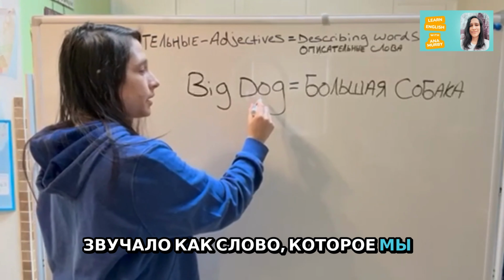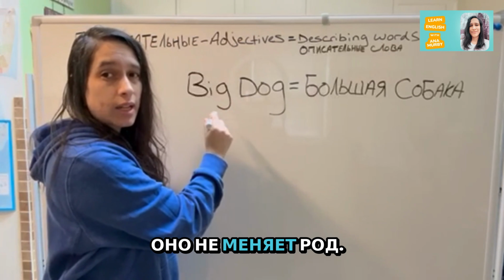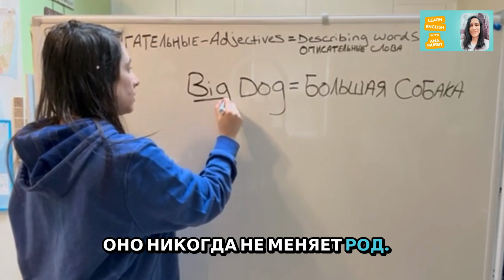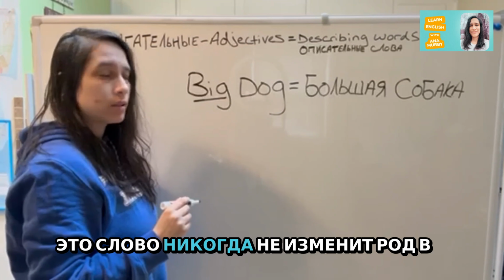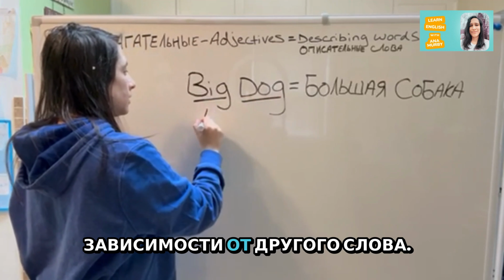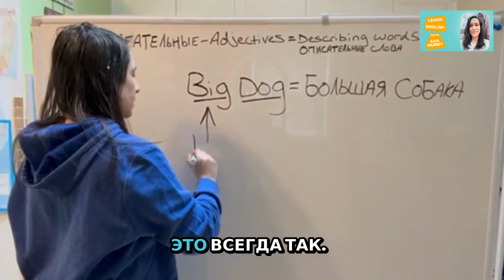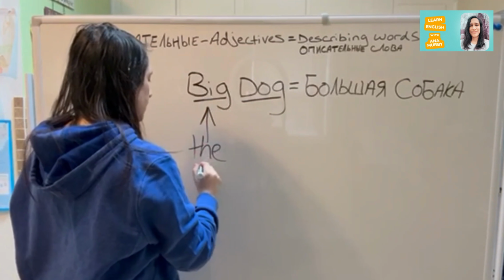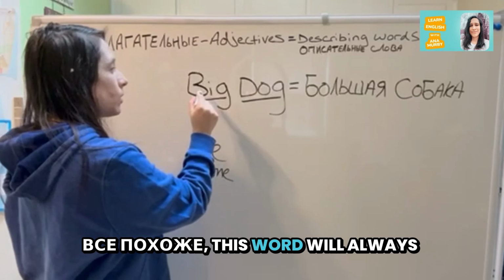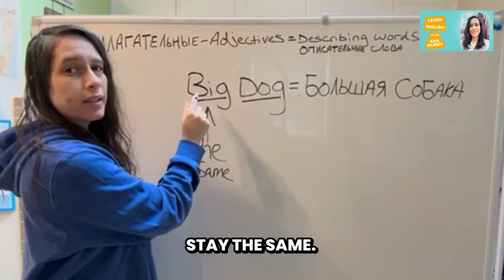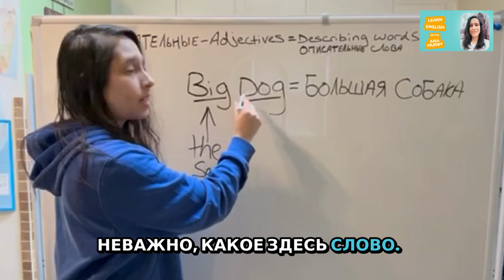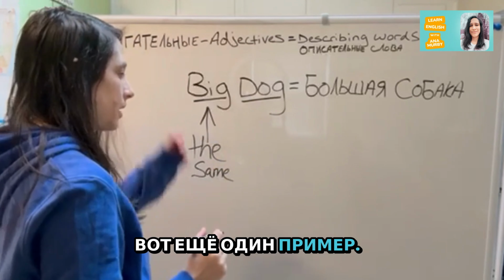It does not change genders. It never changes genders. This word will never change gender depending on this word. This is always the same. Все похожи. This word will always stay the same. It does not matter what word is here. Here's another example.